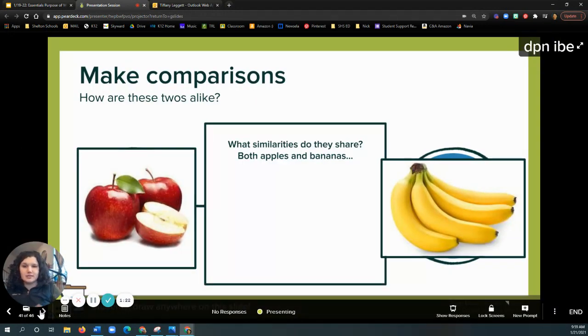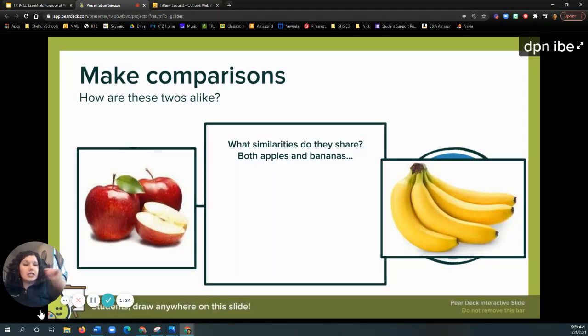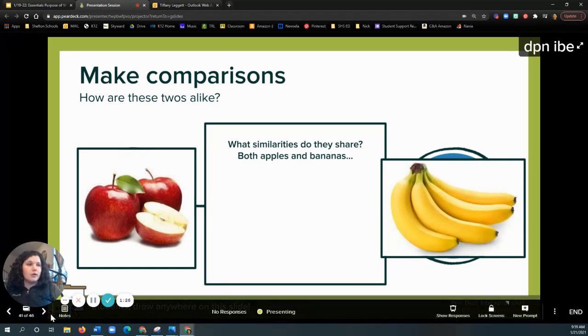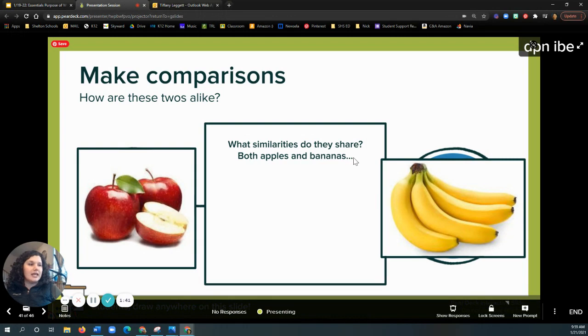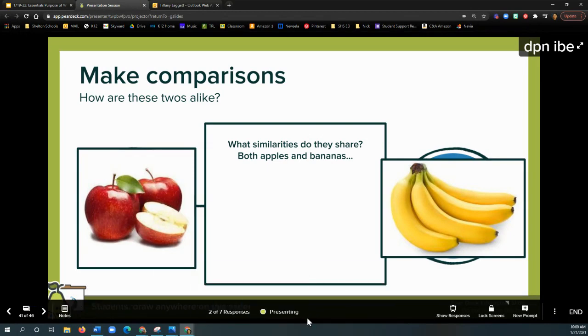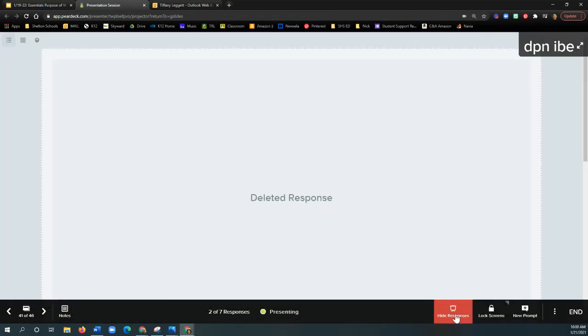Let's practice. Okay, so this is where you're going to click on your slide. We're on slide 41. And we're going to practice comparing and contrasting. We're going to start with apples and bananas. Okay. How are apples and bananas alike? How are they similar? So both apples and bananas, what? Type a couple things in here. What are they? So how are they alike?